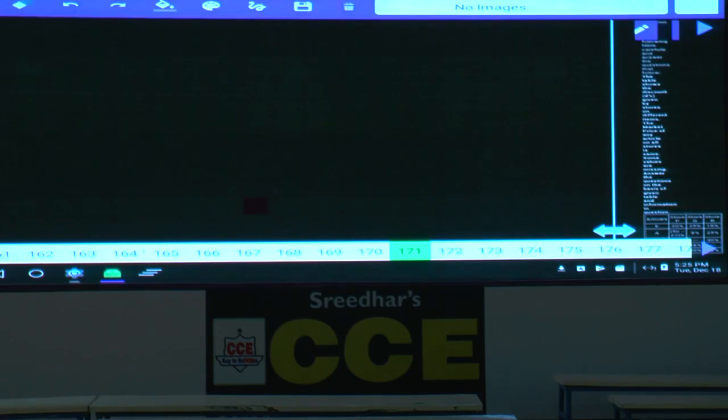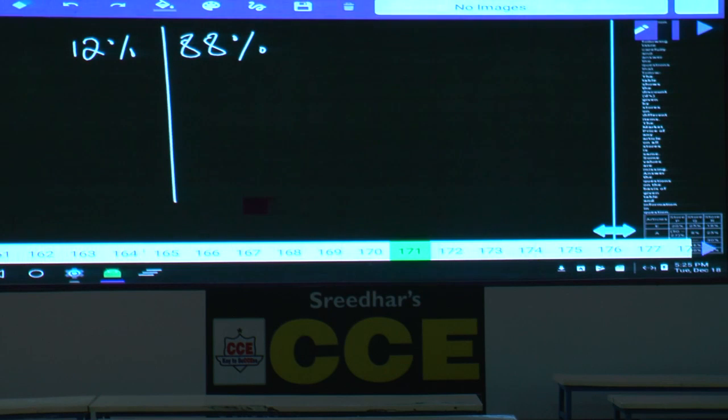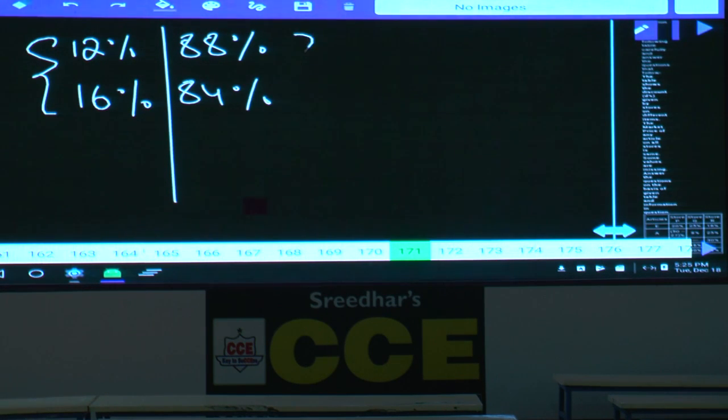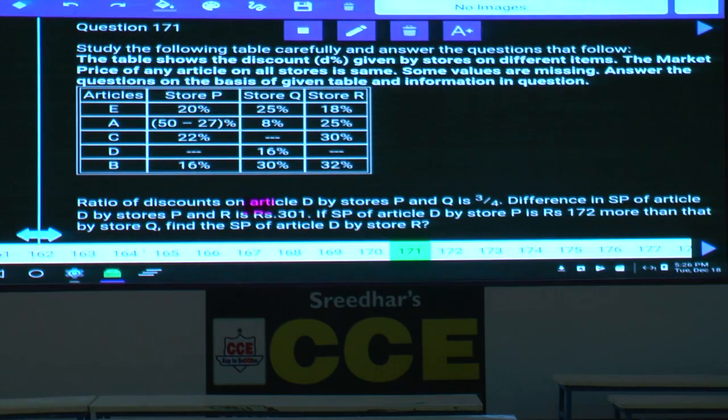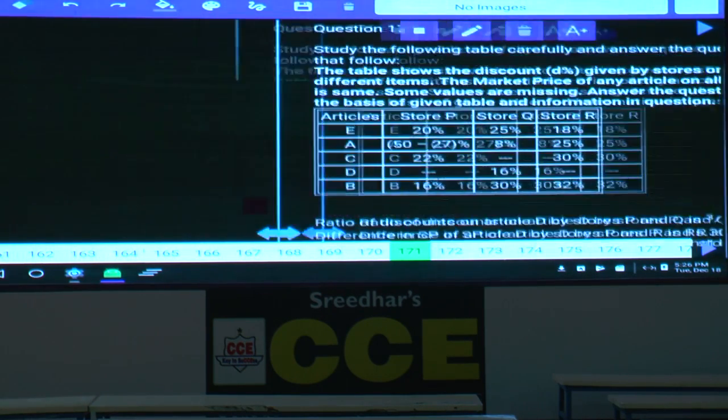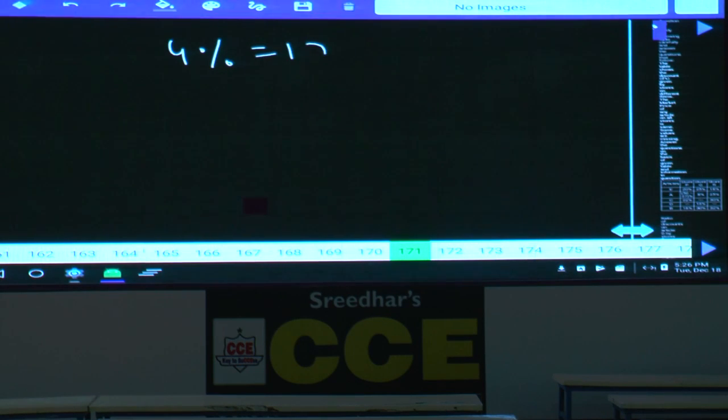If P gives 12% discount, then P sells the item at what percentage? 88%. If Q gives 16% discount, Q sells the item at 84%. So if you take the difference on the left hand side or right hand side, both should be equal to 4%. So you can say difference in selling prices for P and Q, or difference in discount percentage offered by P and Q, both will be 4%. Agreed? And how much is the difference they said? 172. So, 4% is equal to 172.